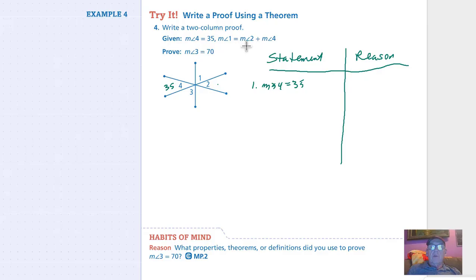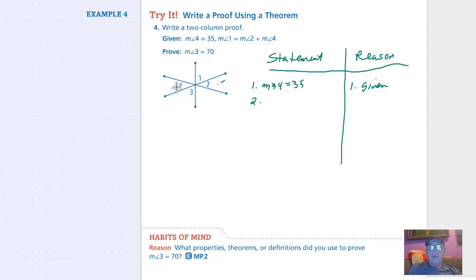We're going to use measure of angle 1 is equal to 2 plus 4. But 2 and 4 are the same because those are vertical angles. So 1 is going to end up being 70 degrees, and then by vertical angles, 3 has to be 70 degrees. So that's what we kind of need to bring out in the proof to end up with angle 3 equal to 70 degrees. So I didn't see it to start with, but now I feel a little bit more comfortable about the path we need to go through. So I'm just going to put angle 4 is equal to 35 degrees. That's given. And we still got this one that we can use as we need it.